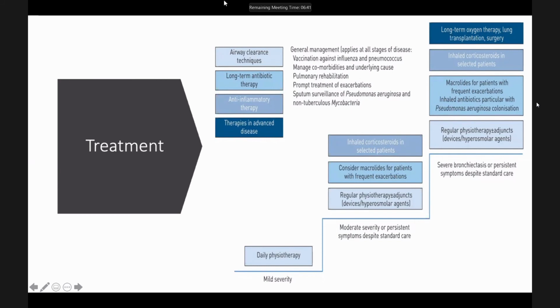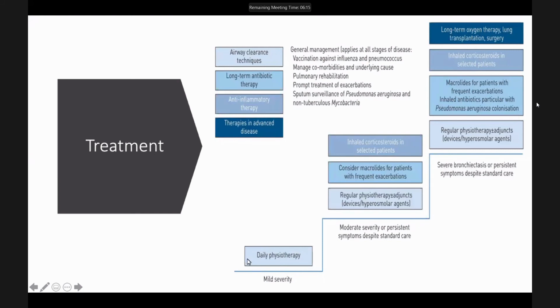You have to advise pulmonary rehabilitation. That's why the physiotherapist has to be there. Prompt treatment of exacerbation should be there, and sputum surveillance for Pseudomonas aeruginosa and non-tuberculous mycobacteria. So you have to send for mycobacterium culture to look for non-tuberculous mycobacteria. And then there is the question of whether to use long-term antibiotic therapy, anti-inflammatory therapy, and therapies in advanced disease.